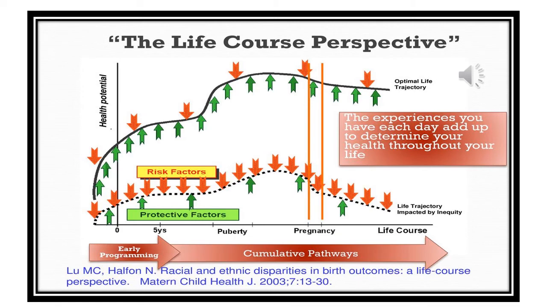This graph gives a simple explanation of the life course perspective. It shows health potential across the lifespan from the time of birth onward. The upper line describes the optimal life trajectory and how it is associated with better health, compared to the bottom line, where health potential and well-being follow a different pathway across the lifespan. With social inequality, individuals get exposed to more and more risk factors throughout their life, and this puts them at higher risk of poor health and disease later in life.